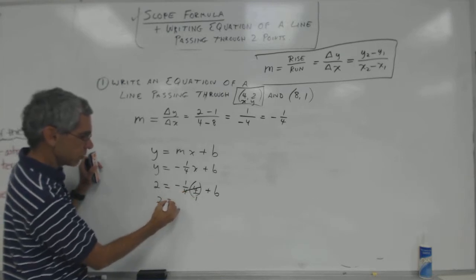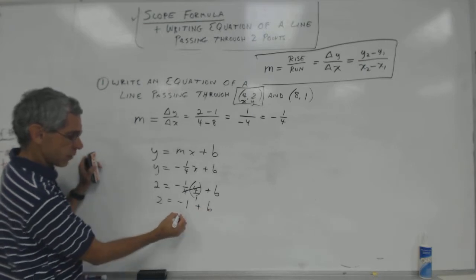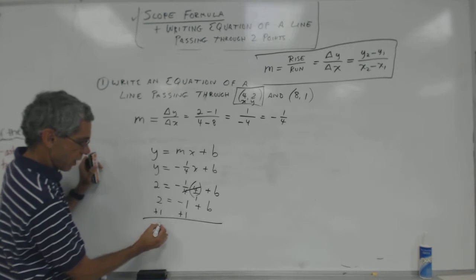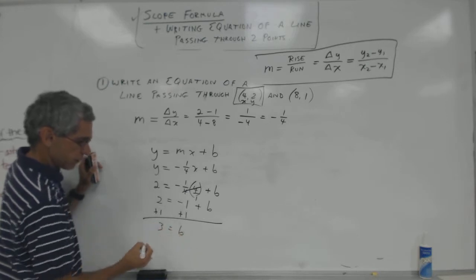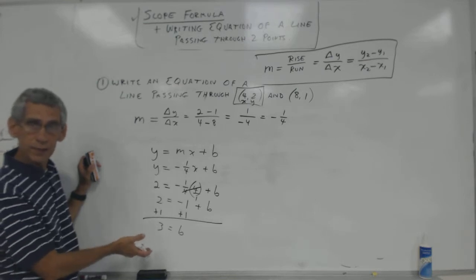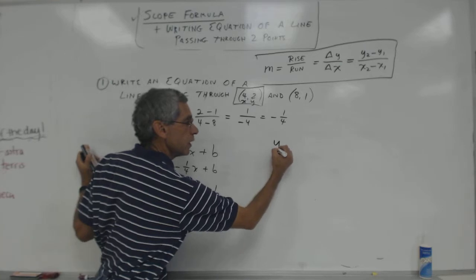So 2 is equal to negative 1 plus b, right? I'm going to add 1 to both sides, add 1. So I've got 3 is equal to b. So I found my y-intercept, right? My b is my y-intercept. So now I go back and rewrite my equation.